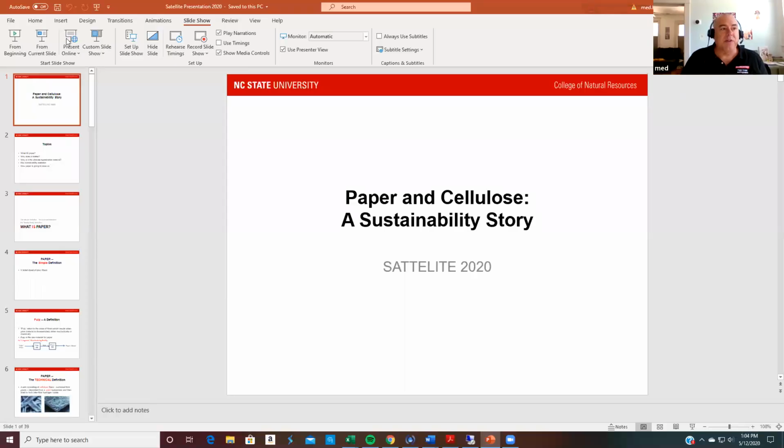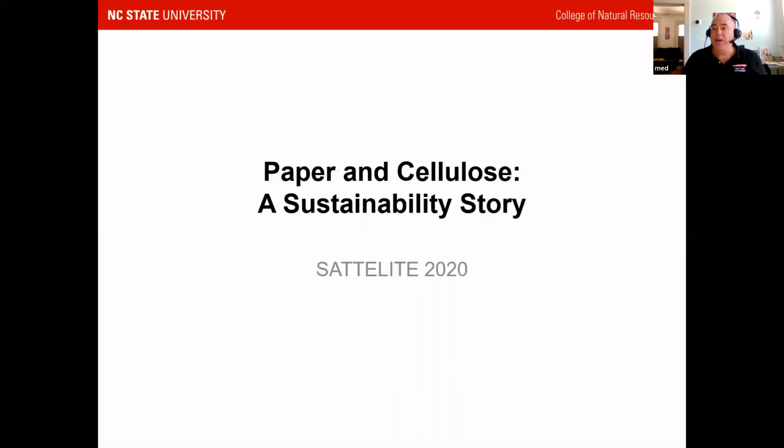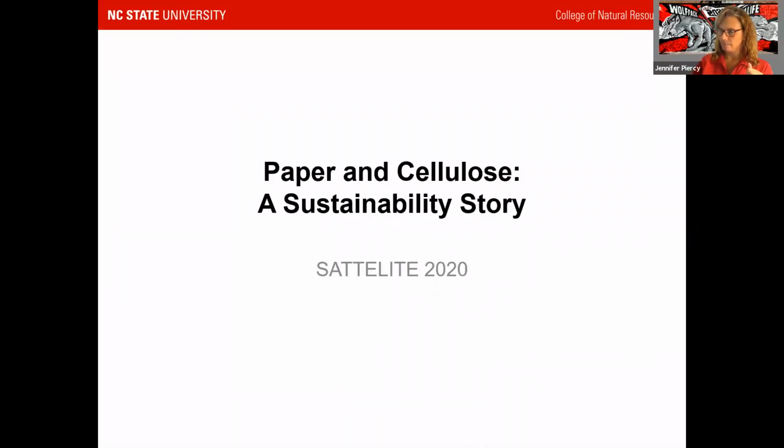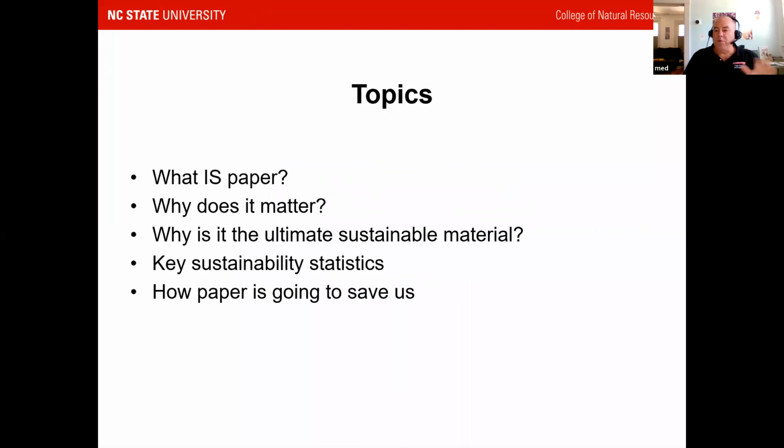Can you see that? Yes? All right. So what I want to tell you today is about paper and cellulose, a sustainability story. So we're going to talk about what is paper. We're going to define it, and we are going to say why it matters to you and to other people. We're going to talk about why it is the ultimate sustainability material, and we're going to talk about some key statistics and how paper is going to save us.